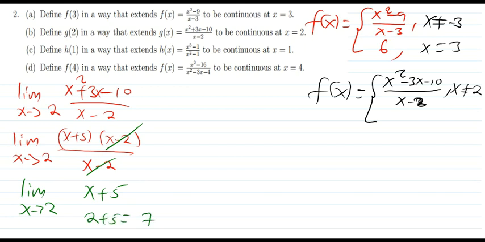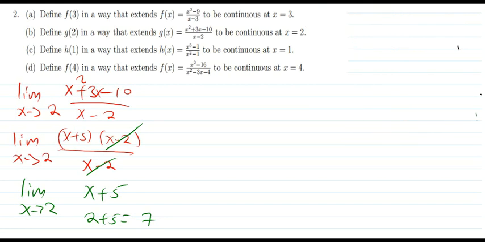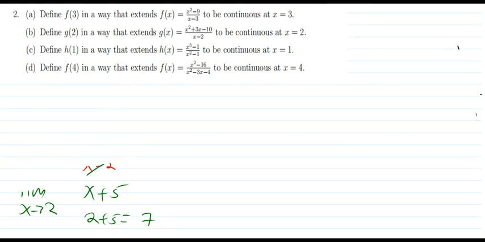Meaning that if the answer is 7, the condition is that x should be equal to 2. Meaning I'm done. Now I've defined this, and it's going to be continuous at that point. Okay, so that is it for parts A and B. Now let's go to part C.